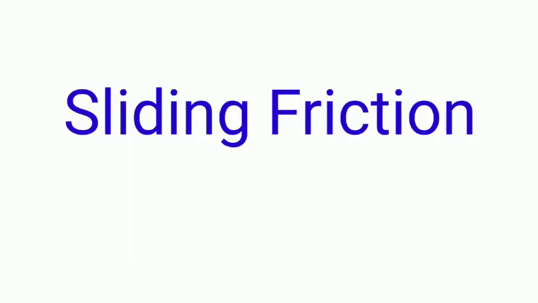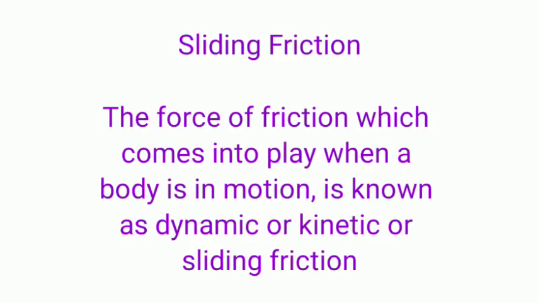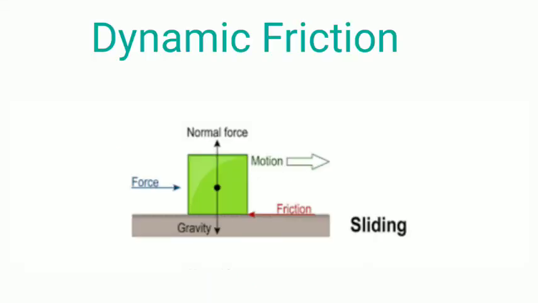Now come to sliding friction. The force of friction which comes into play when a body is in motion is known as dynamic or kinetic, or you can say sliding friction. Now just see this example. Here the box is sliding on the table. So the friction is applied between the box and the table. So this is called dynamic friction, or you can say sliding friction.